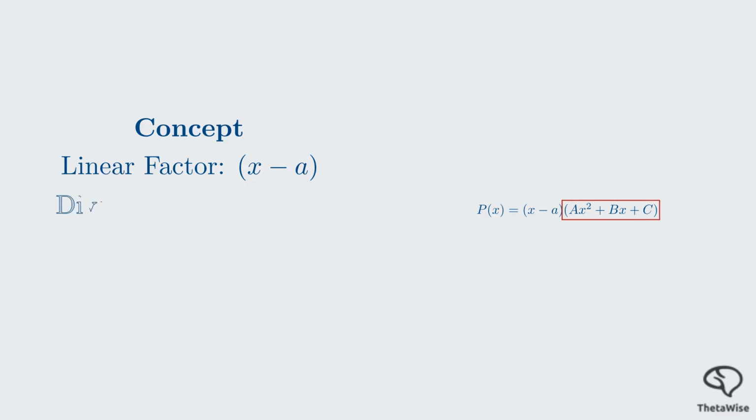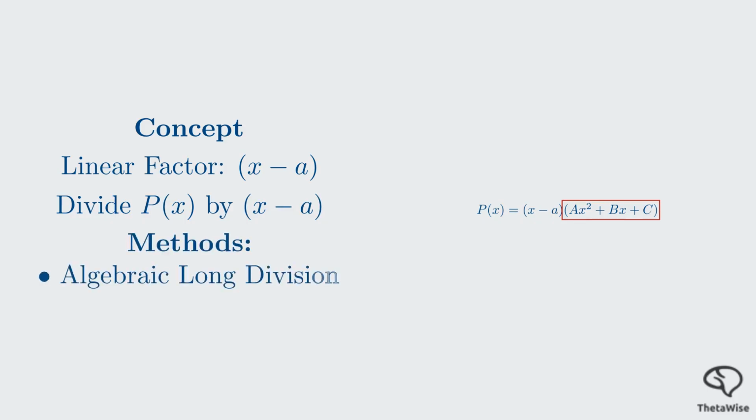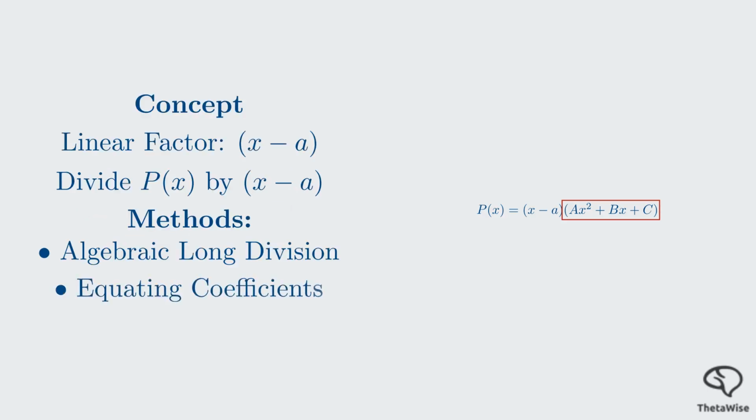Once we have found one linear factor, say x minus a, we can express the cubic polynomial as a product of that factor and a quadratic factor. To find the missing quadratic part, ax squared plus bx plus c, we need to divide the original polynomial by our linear factor. In the exam, you can use algebraic long division or the method of equating coefficients.